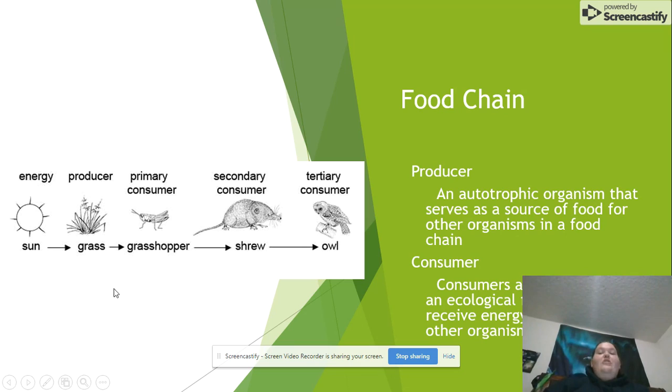So after that, we have our consumer. Consumers are organisms of an ecological food chain which receive energy by consuming other organisms. So this grasshopper is going to come over and eat the grass. The grass got its energy from the sun. Now the grasshopper can use the energy that the plant got from the sun in order to help with its bodily functions. Same with the shrew. The shrew's going to come over and eat the grasshopper. The grasshopper now got a fraction of the energy that comes from the producer. The producer got its energy from the sun.